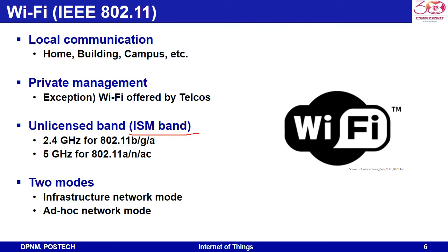The industrial, scientific, and medical ISM radio bands are portions of the radio spectrum reserved internationally for the use of radio frequency energy for industrial, scientific, and medical purposes other than telecommunications. Unlicensed bands mean those bands can be used by any device for any application legally.